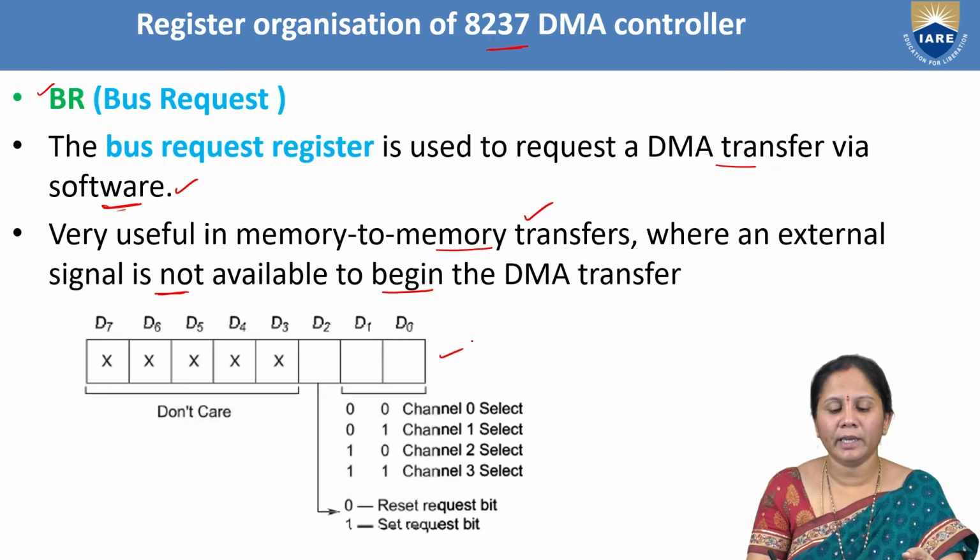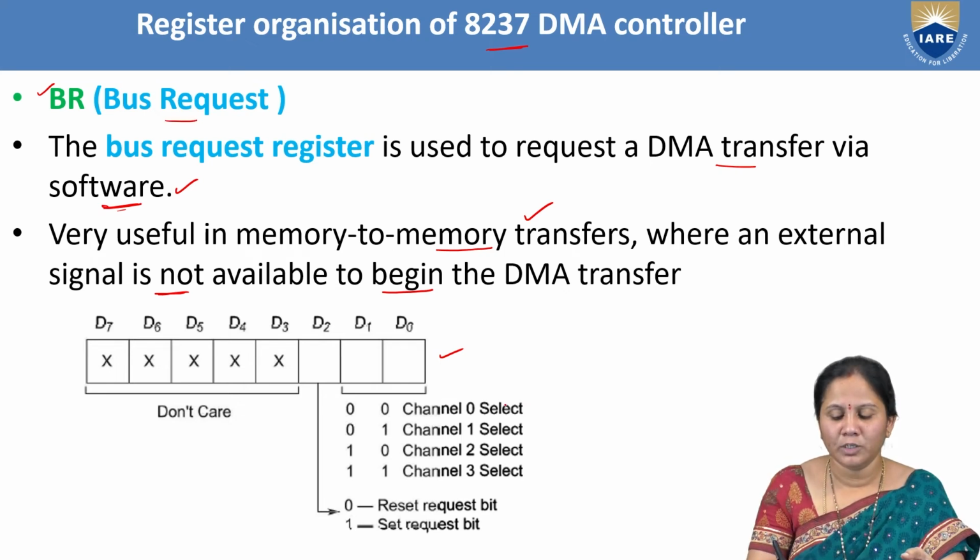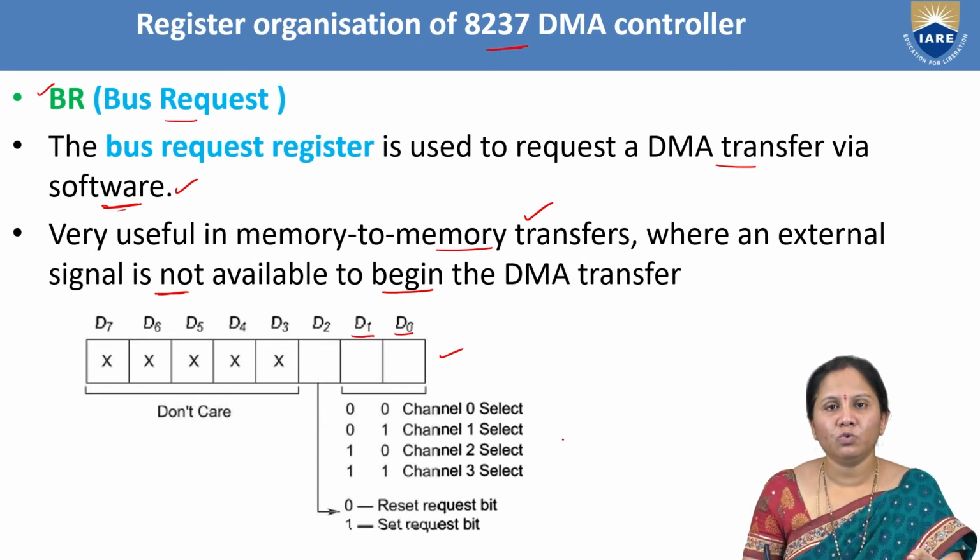And so this is the 8-bit register format for this bus request register. So all the 8 bits here, the first 2 bits, that is D0 and D1, these 2 bits will decide which channel should be selected. That means to which channel we have to perform the data transfer, or which channel is requesting the bus.